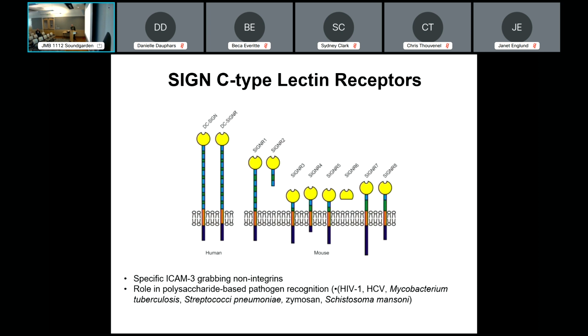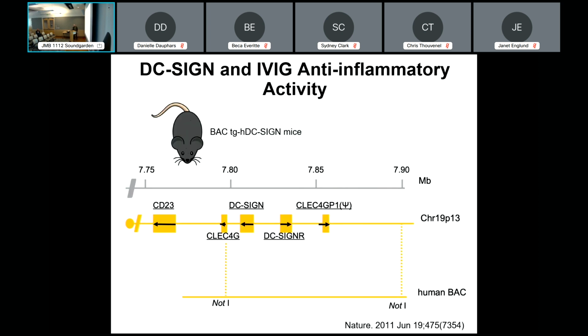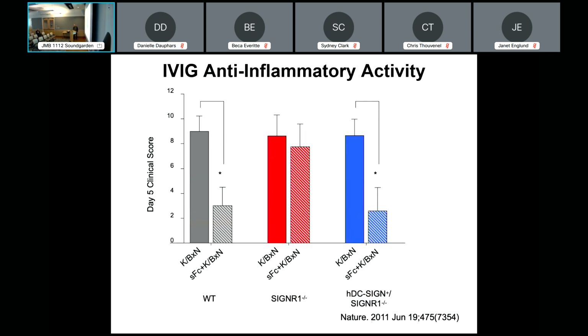And SIGN-R1 has the highest homology in the carbohydrate recognition domain to human DC-SIGN, but the expression is slightly different. And so we made a transgenic mouse, essentially inserting the human DC-SIGN locus into a mouse and then backcrossed that onto the SIGN-R1 knockout background, and tested the anti-inflammatory activity of hypersialylated Fcs in this animal. So you can see in a wild-type control, the sialylated Fcs were anti-inflammatory. On the SIGN-R1 knockout background, they lost the activity, which is shown in these red hatched bars. But when we put the human DC-SIGN back on that background, you could actually restore the activity.